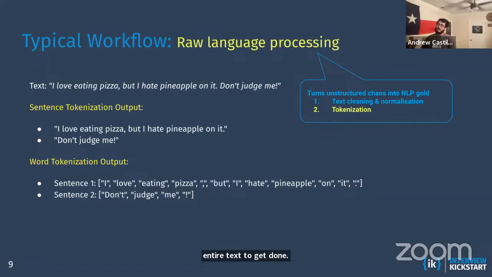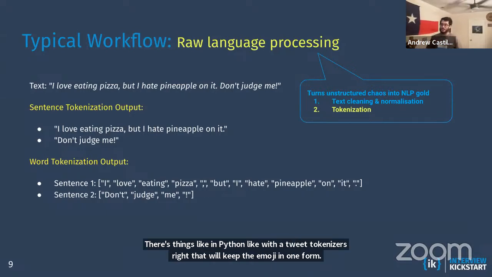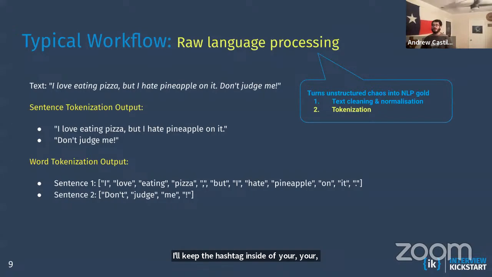The big thing with this is that there are different tokenizers for different things. Maybe you have a bunch of emojis inside your text and you need to tokenize those as well. There are things in Python, like tweet tokenizers, that will keep the emoji in one form or keep the hashtag, like hashtag awesome, right? Different tokenizers do different things. This is a basic uniform tokenizer just to get us started, but I want us to keep in mind that there are different ways to take your sentences and chop them up into different pieces, okay?